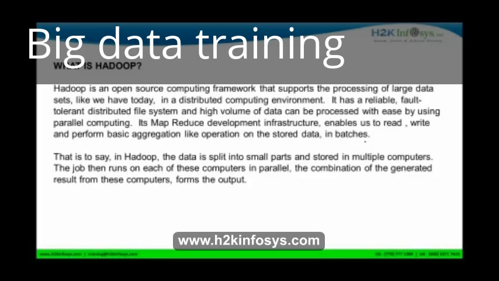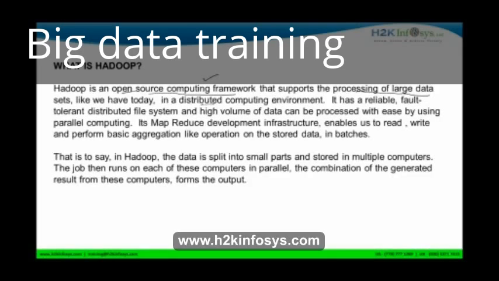Now, what does this all mean? Saying this in simple terms, Hadoop is an open source computing framework. Okay, so it's open source, anybody can work on it and contribute to it. It's a computing framework. We can do math on the data, okay, that supports processing of large data sets. We can work on large data sets using Hadoop.